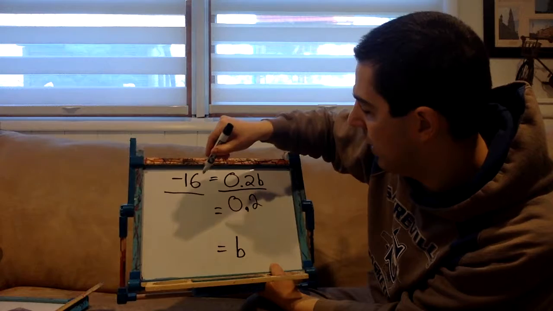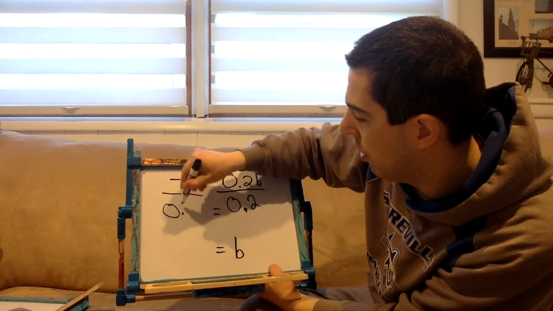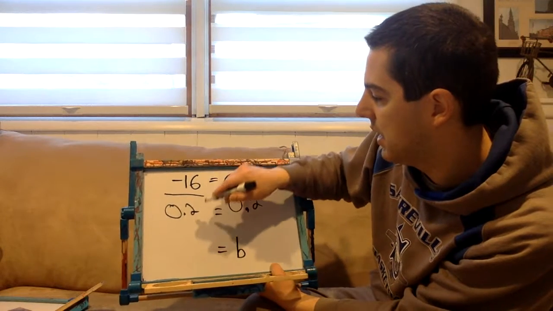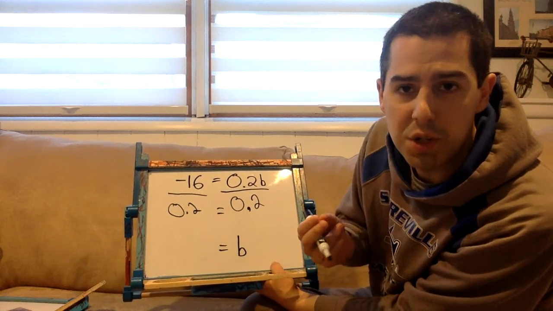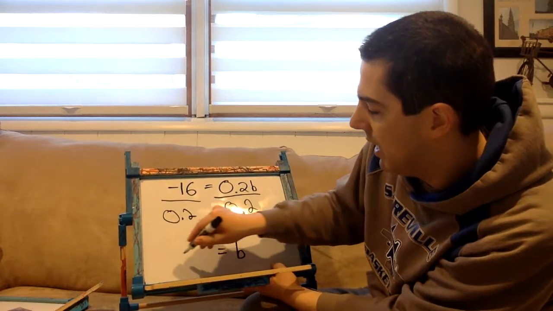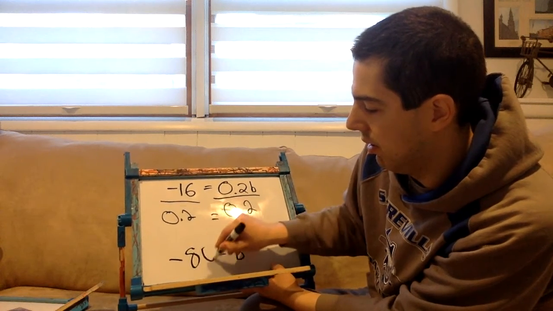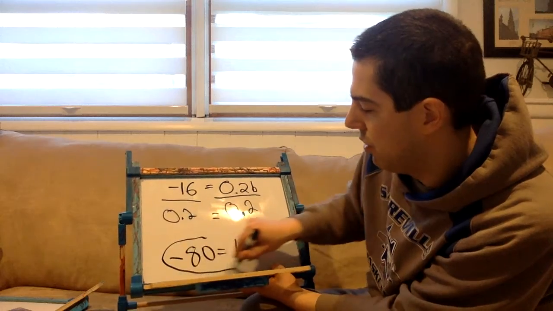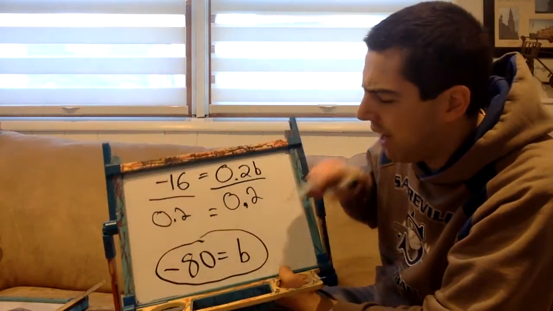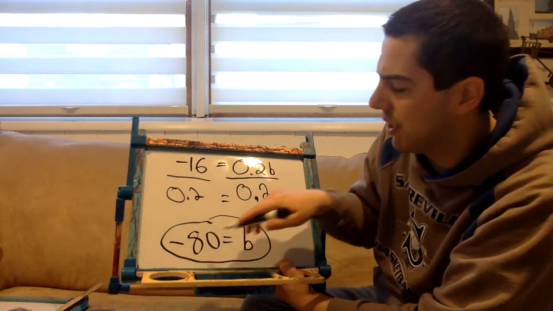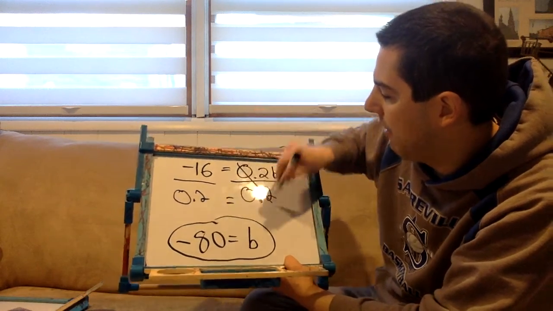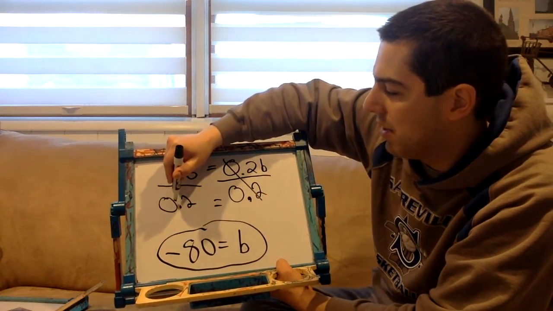To balance the equation, you're going to put a 0.2 on the left side of the equation also. Negative 16 divided by 0.2, which you could punch into a calculator, okay, is going to be negative 80. And so the solution is that b equals negative 80. And it's okay for the b to be on the right side of the equation. It doesn't always have to be on the left side. So here we isolated the variable, and here we balanced the equation.